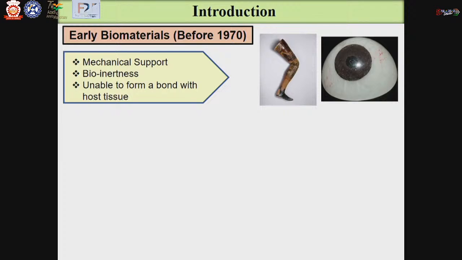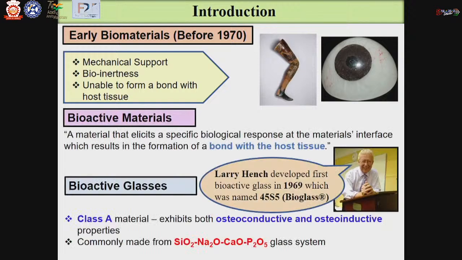Now in order to address that problem, bioactive materials came into the picture, and Larry Hench was the person who developed the first bioactive material, which was a bioactive glass. The main property of these materials is that they can bond with the host tissue. This is a special property. These are Class A materials, meaning they can support bone growth on their surface as well as stimulate new bone growth.